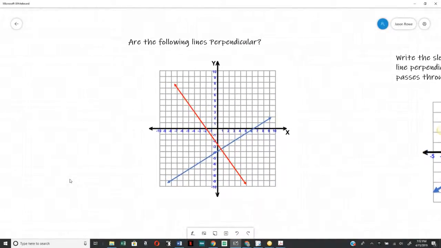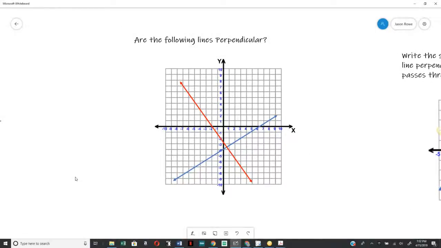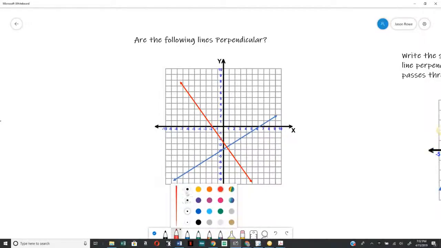So here's another situation. Are these perpendicular? Well, this is two lines. So in order to figure out if the two lines are perpendicular, we're going to have to find the slope of each line. So let's take a look at the blue line first. Let's see if we can find a couple of good points on that blue line. Here is a good point right here, (0, -4), that's the y-intercept.